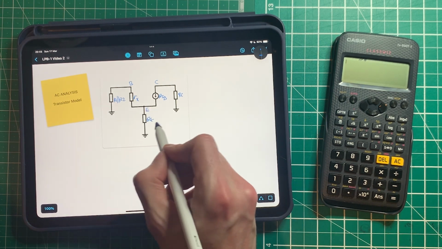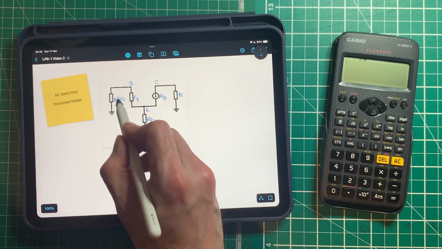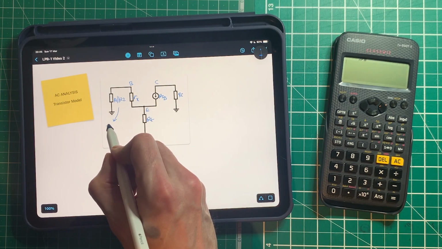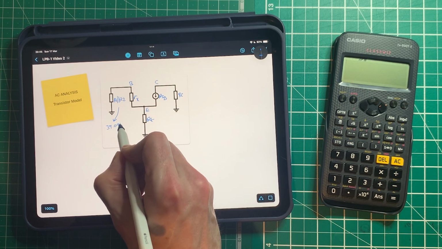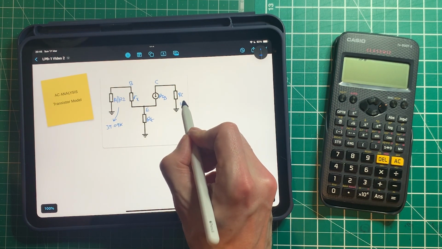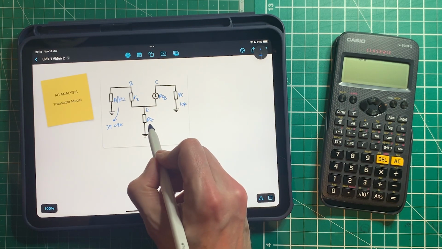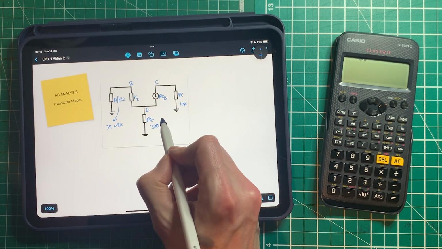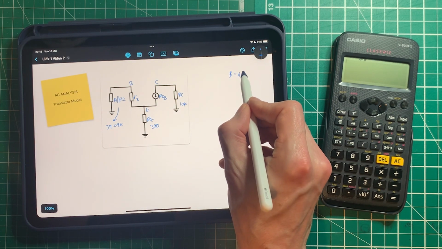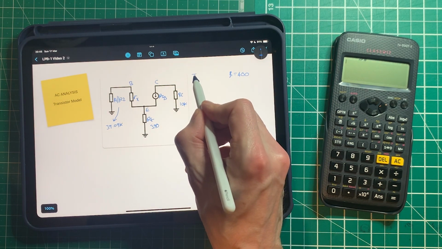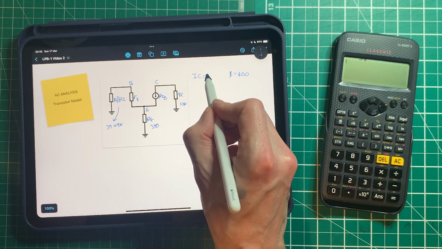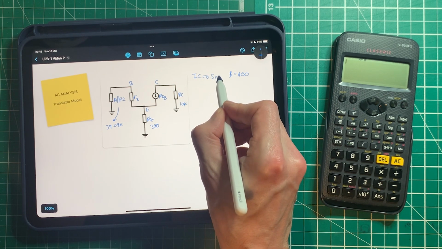Okay, so let's write down what we know of these values. So we know R1 in parallel with R2 was 39.09K because we calculated it just now. We know RC is 10K. We know RE is 390 ohms. We know beta is 400. And we know that IC, which is effectively beta times IB, is 0.5 milliamps.